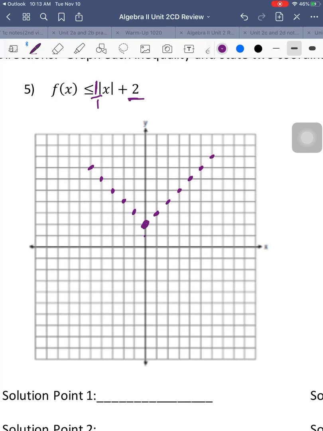Now we're not going to automatically draw a solid line here. It's less than or equal to. If there's an equal to, that means solid line. Just like 1 through 4, that was equal to, so it was a solid line that we drew. If it's not equal to, then it's dashed. That's how you can tell the difference.